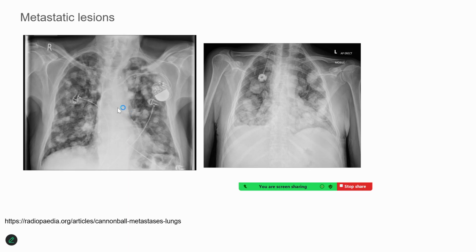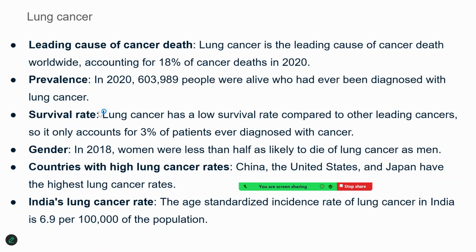Usually, there are multiple. A typical cannonball appearance is produced due to a primary in the thyroid. Now, this patient had a primary in the thyroid and secondaries in the lungs, which are more opaque as such.